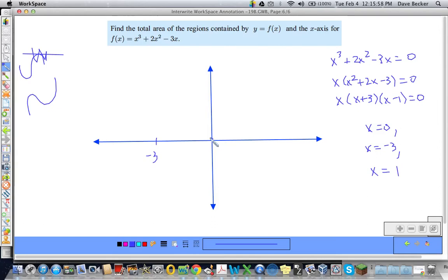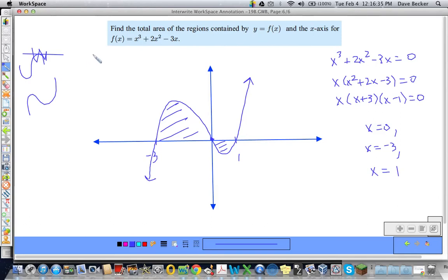-3, 0, and 1. And if you know your functions, then you know that this curve is going to look something like this because of the positive coefficient of the cube term. If you're not sure, you could just use a test point like -2 here and see what the value is. So we are looking for this area here, and we are looking for this area here. So all we would have to do now is take upper minus lower.